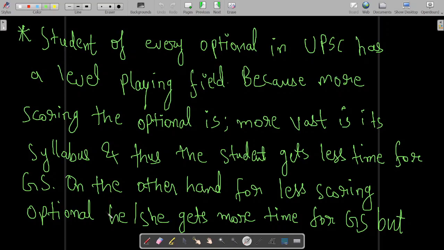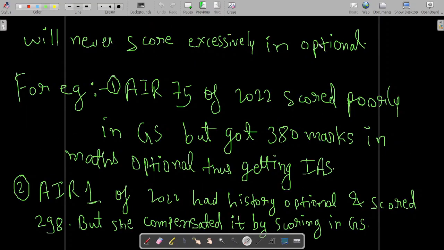On the other hand, the less scoring optional is the humanities optional. A person having a humanities optional gets more time for GS, but he will never score excessively in optional. The person who has history as an optional will get more time for covering GS. But a person having maths optional will get less time for covering GS, but in maths optional he will score excessively. So that is the difference, and everyone has a level playing field.